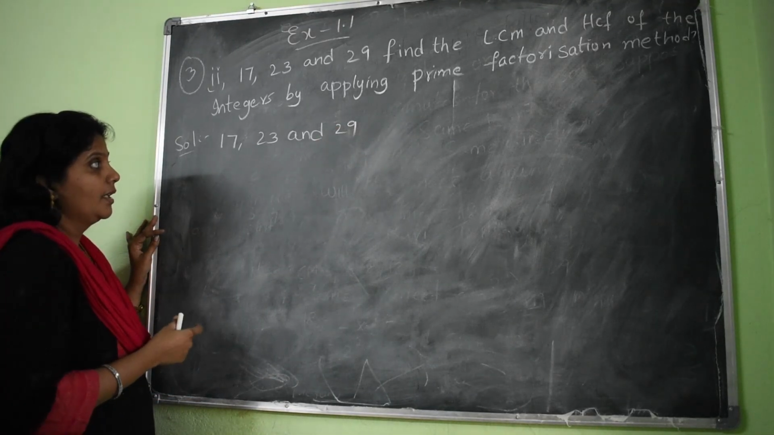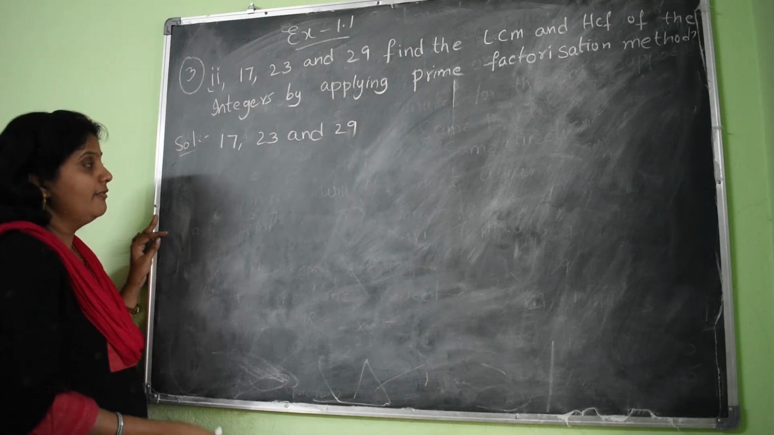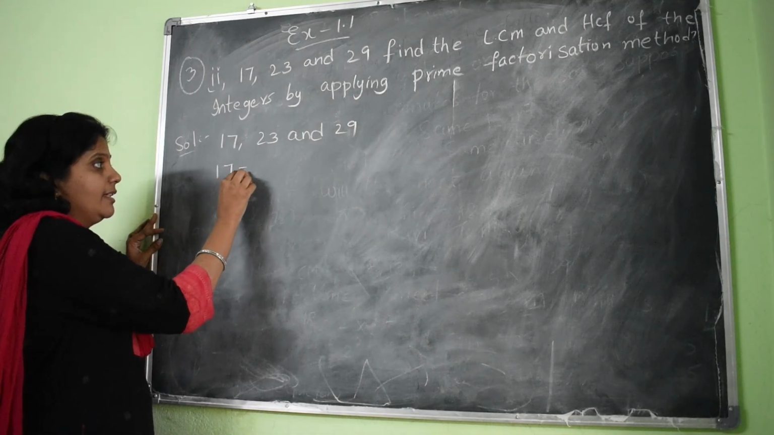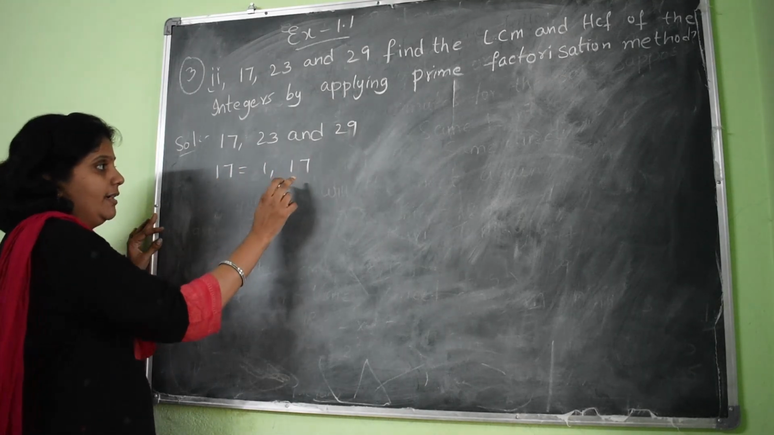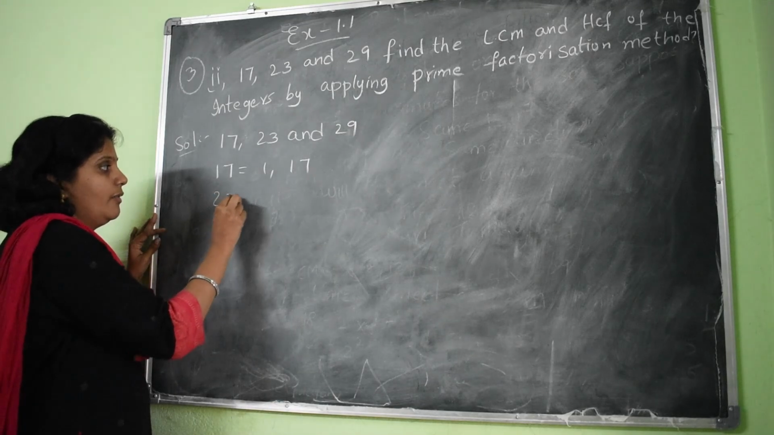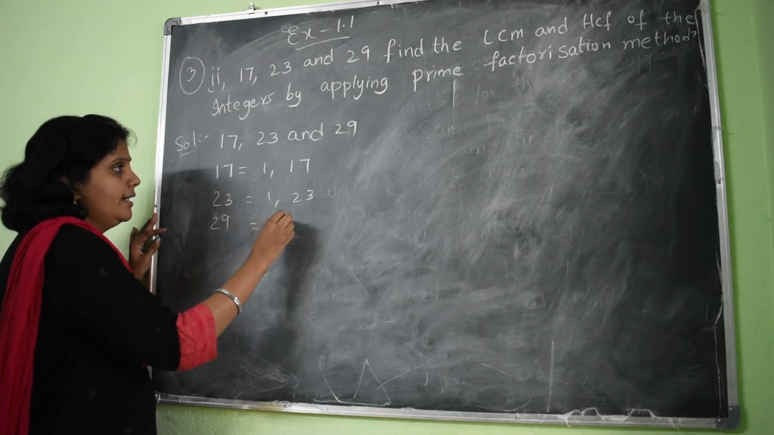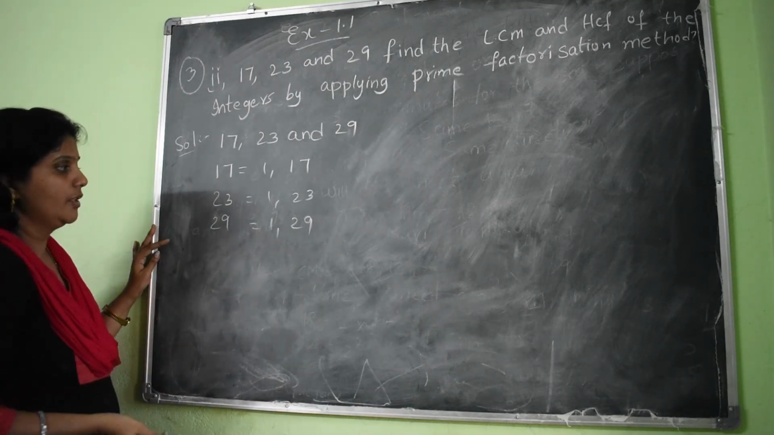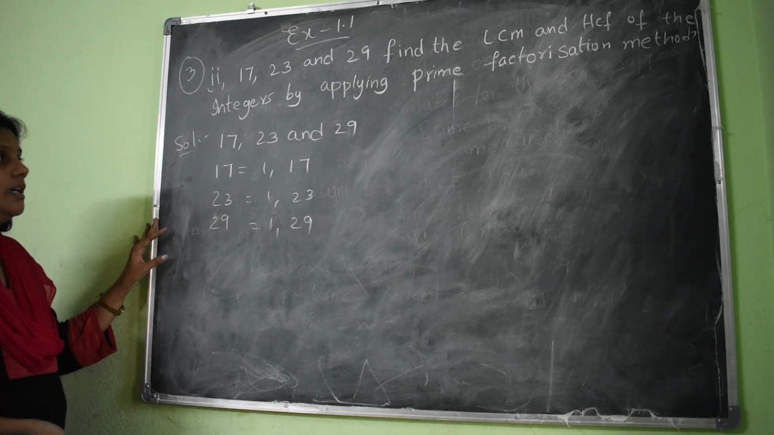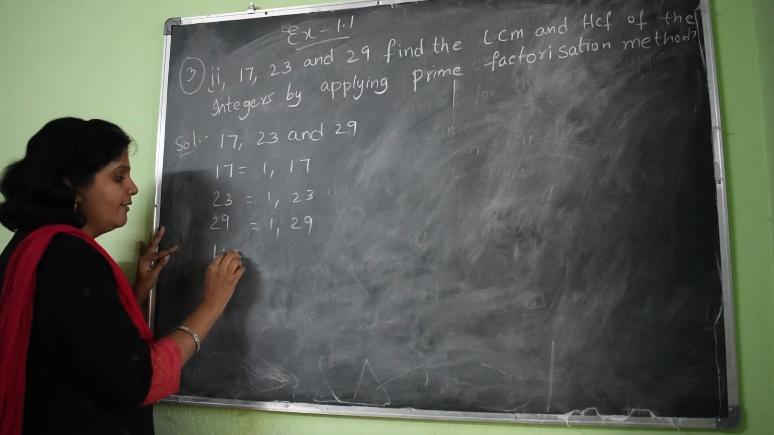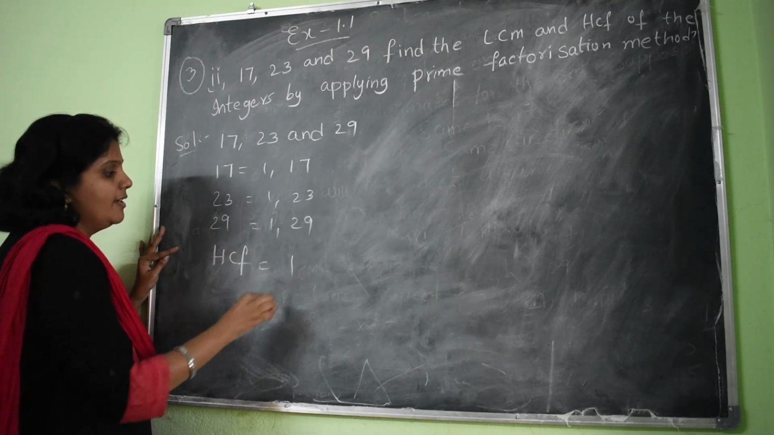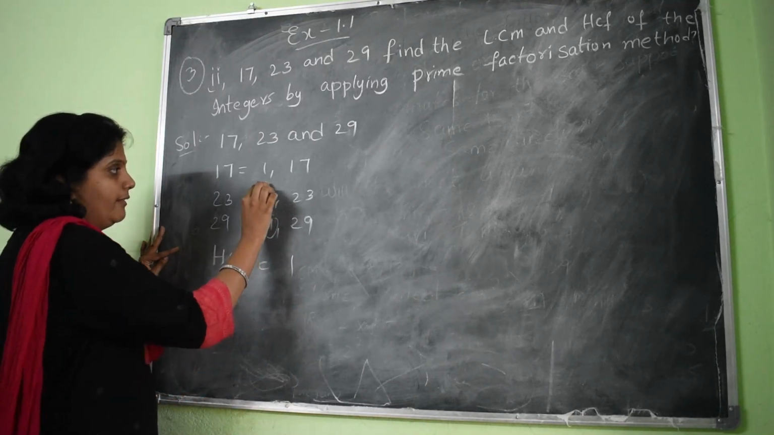Observe the numbers. Each number itself is a prime number. Prime numbers have only the factors 1 and itself. Itself is nothing but 17. So 1 and itself. For 23 also 1 and itself, and for 29 also 1 and itself, that is 1 and 29. So what is the HCF for these values? HCF is 1. The highest common factor is 1.